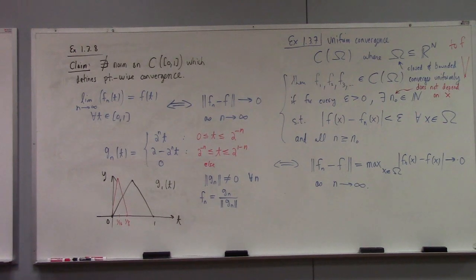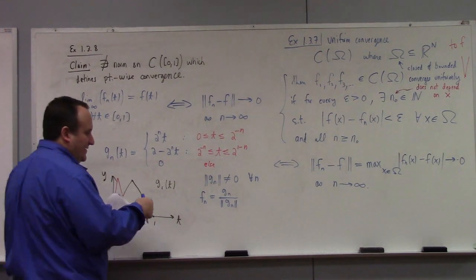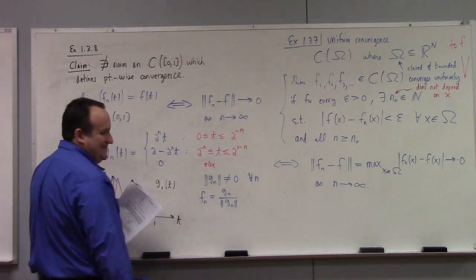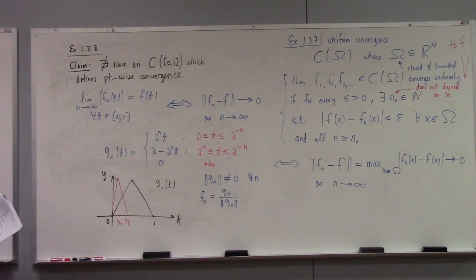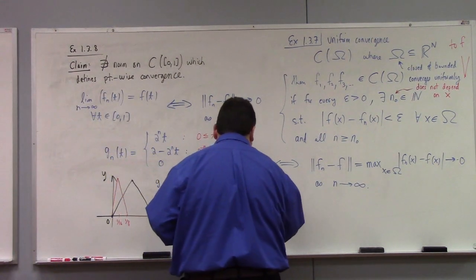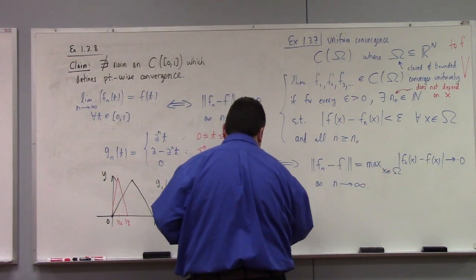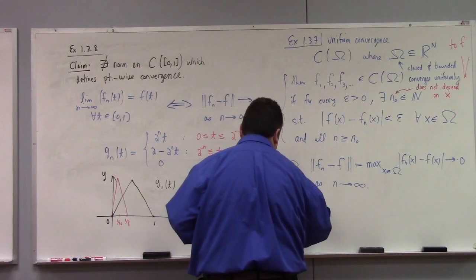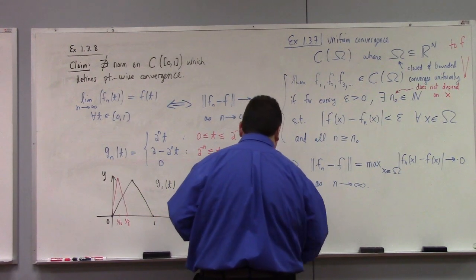If you divide something by its length, it makes it length 1, right? In my physics class, I'd say this is g hat. It has length 1. So the norm of fn is equal to 1 for all n.